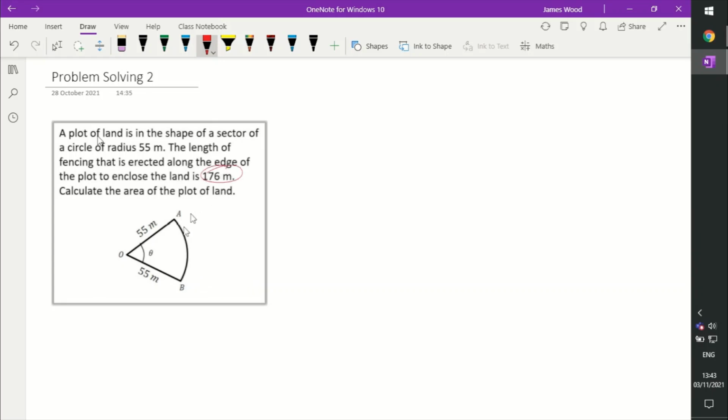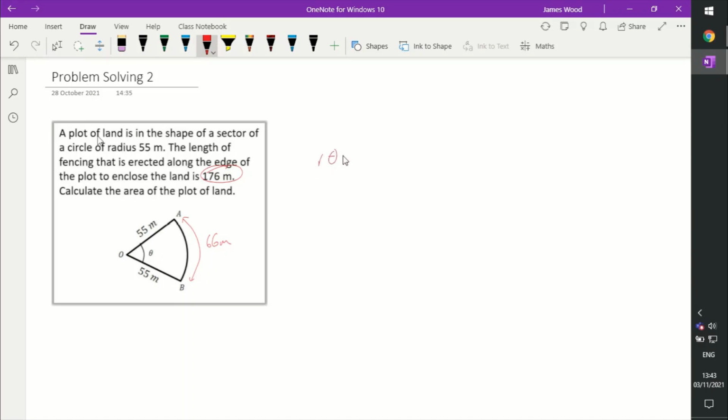All right, well, it tells me that the total amount of fencing along the edges, so that includes this curved bit, is 176 meters. So that must mean that the curved bit is 176 minus 55 minus the other 55, so that's 66 meters. So then in total it adds up to 176. So we know that the arc length is 66.